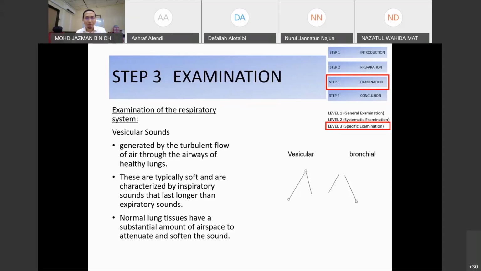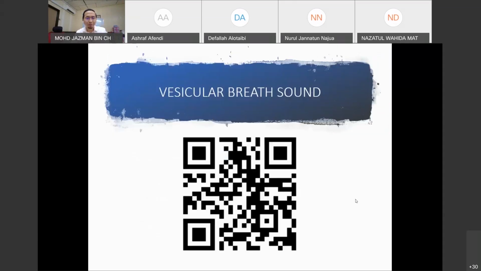The other part would be the character of the breath sound itself. So I'll be playing you the example of bronchial and vesicular breath sound after this. Can you please scan this QR code and listen to it.